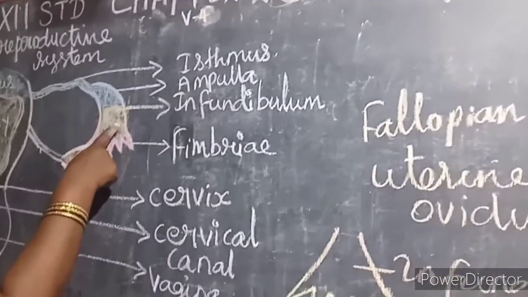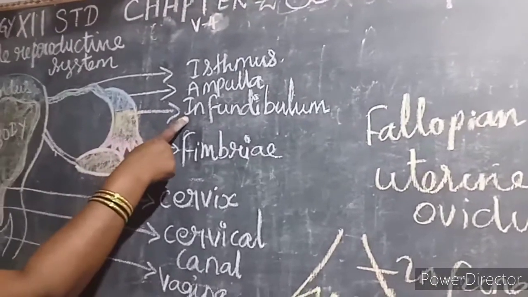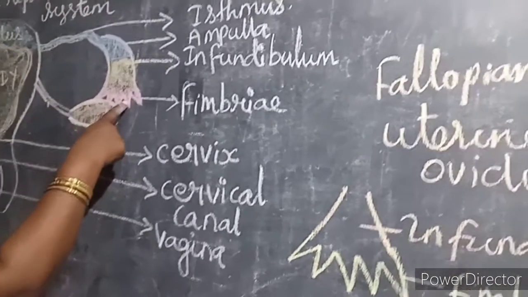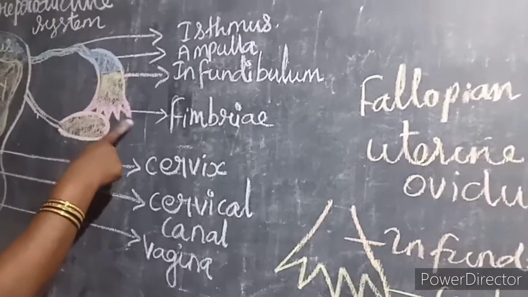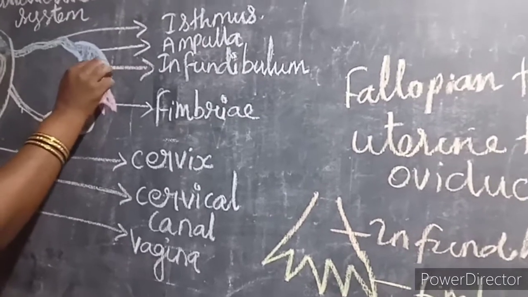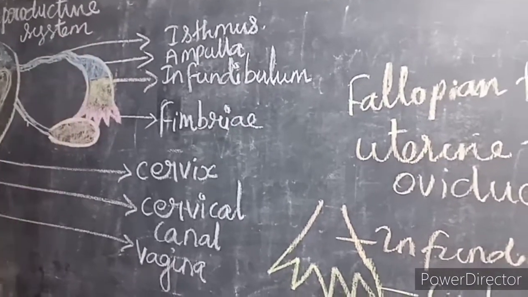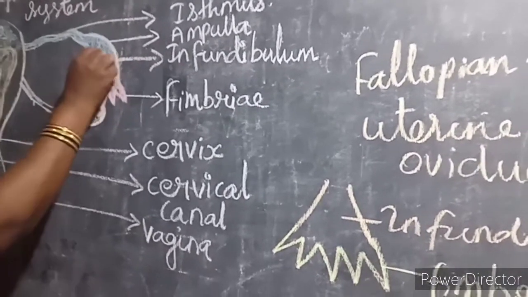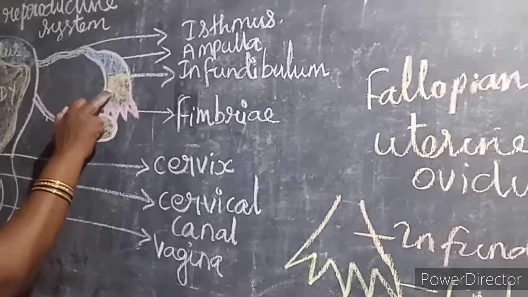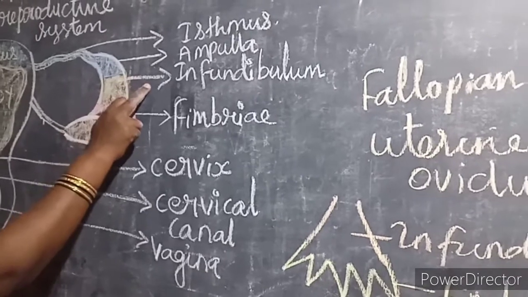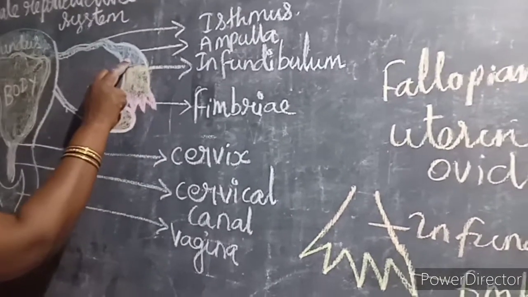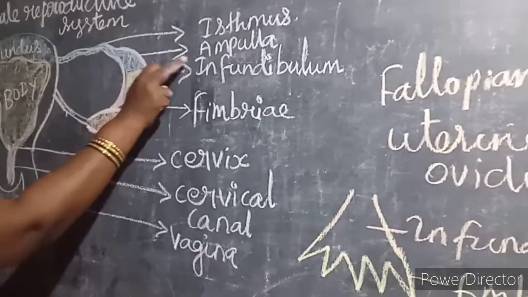This funnel-shaped structure is known as what? Infundibulum. Then this infundibulum has many finger-like projections. These finger-like projections are known as what? Fimbriae. The infundibulum leads to the wider part of the oviduct. This wider portion is called the ampulla. The funnel-shaped structure is known as what? Infundibulum. The finger-like projections are known as what? Fimbriae. The wider portion of the oviduct is called what?